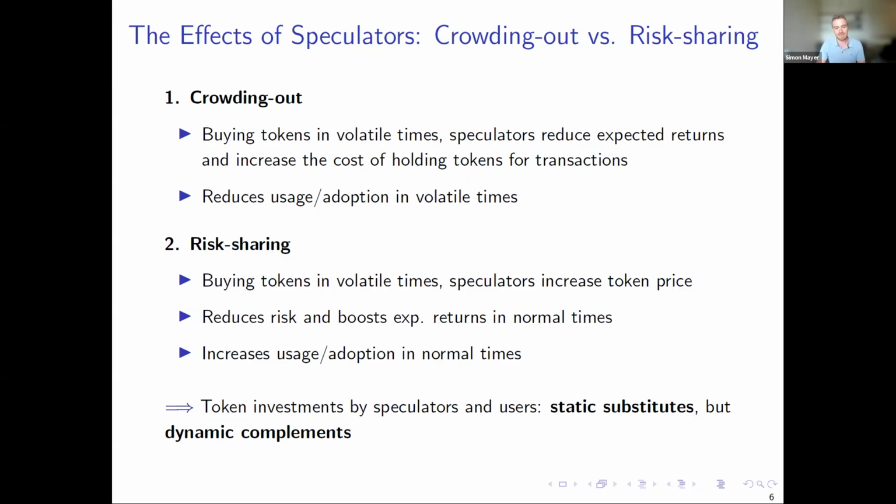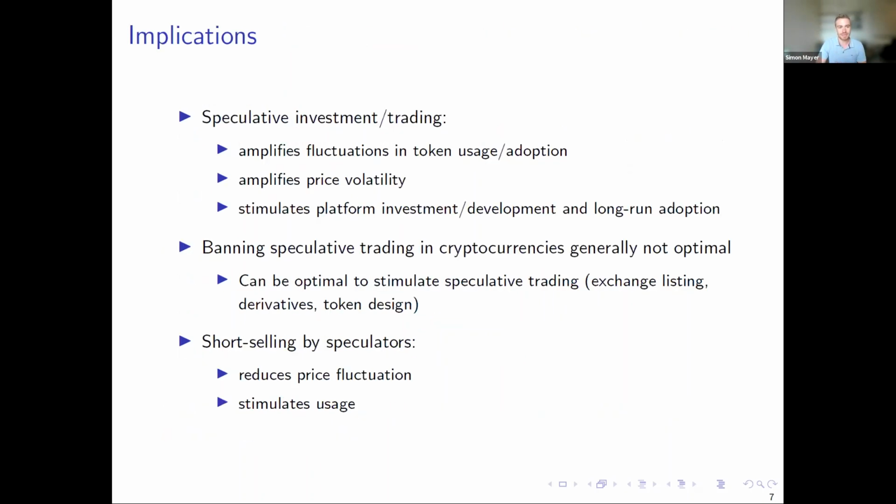What I conclude from this is that the token investments by speculators and users are static substitutes, but dynamic complements. What does it mean? Well, at a given point in time, speculative token investment and token usage should have a negative correlation. However, over time, these two quantities should have a positive correlation, in that high speculative investment today predicts high usage tomorrow and the other way around.